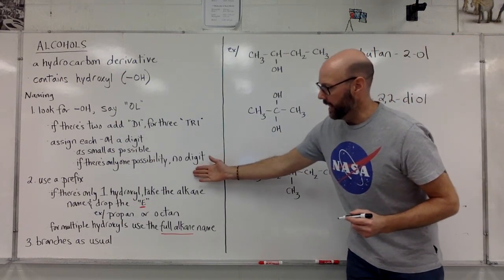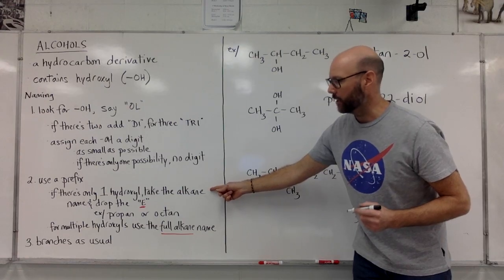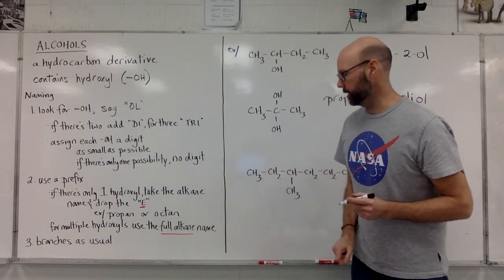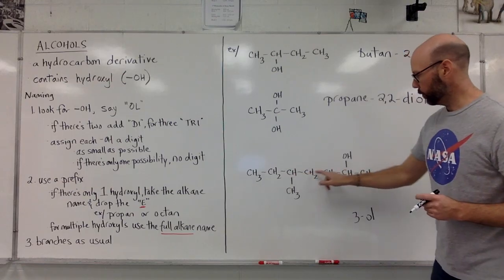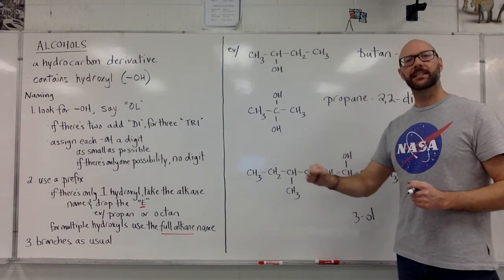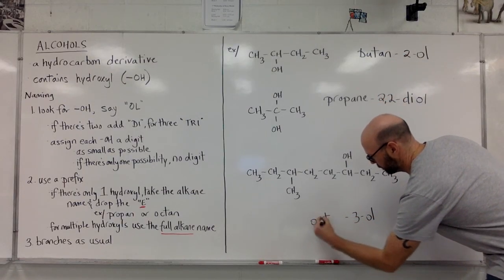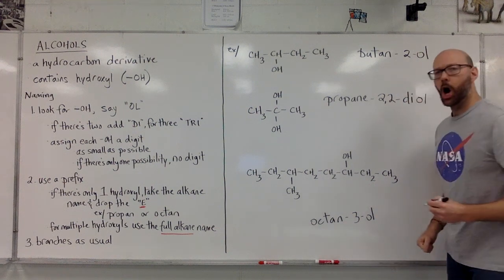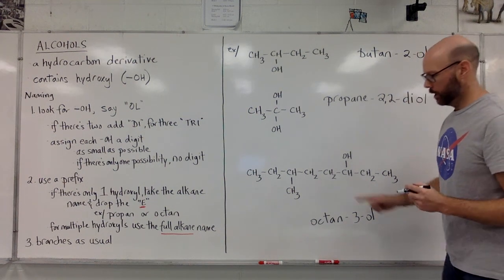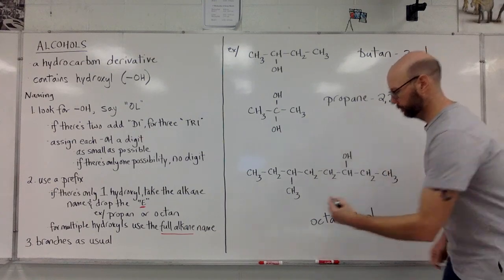Now, we're going to name the longest chain. There's only one hydroxyl, so we're going to take the alkane name and drop the E. 1, 2, 3, 4, 5, 6, 7, 8 would be octane. We're going to take the E off. Octan-3-ol. There's now another branch over here, a methyl.